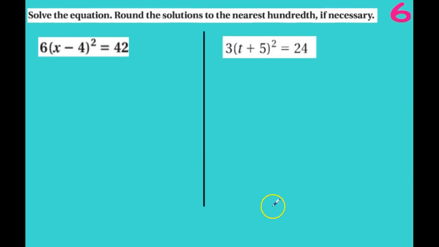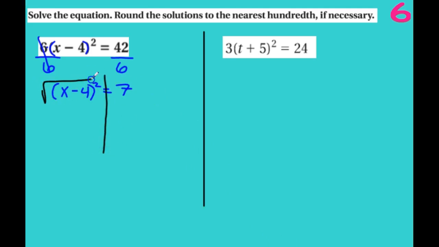Let's try two more just like that one. The only thing you need to be careful of though is that the squared is by itself here. This one has multiplied by 6, so first we need to divide by 6 to get rid of that. So we have x minus 4 squared, and 42 divided by 6, well, 6 times 7 is 42.